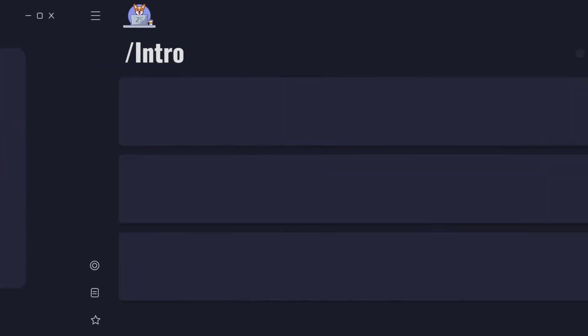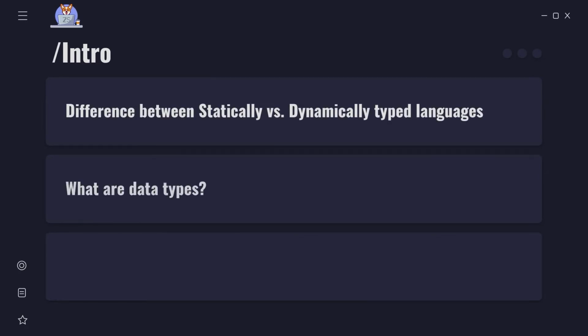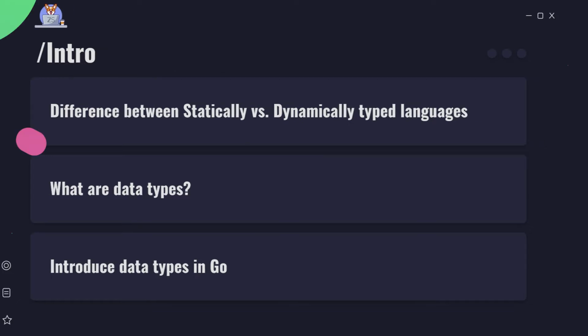Today we will talk about the difference between statically versus dynamically typed languages, what are data types, then introduce data types in Go. So let's get started.